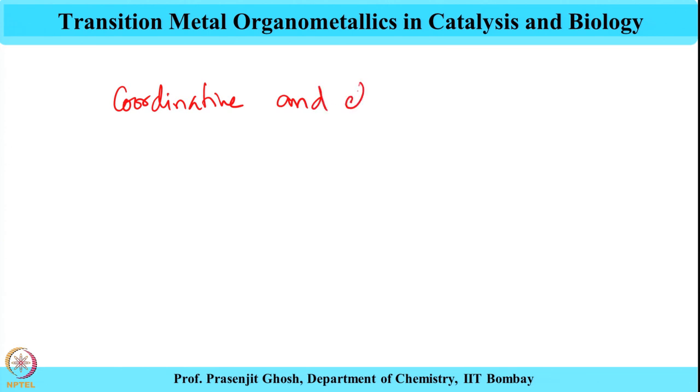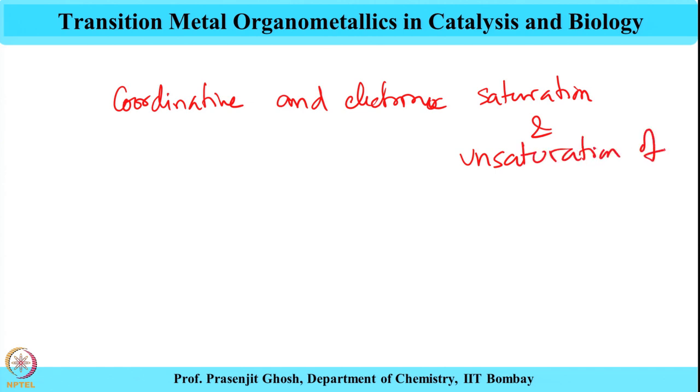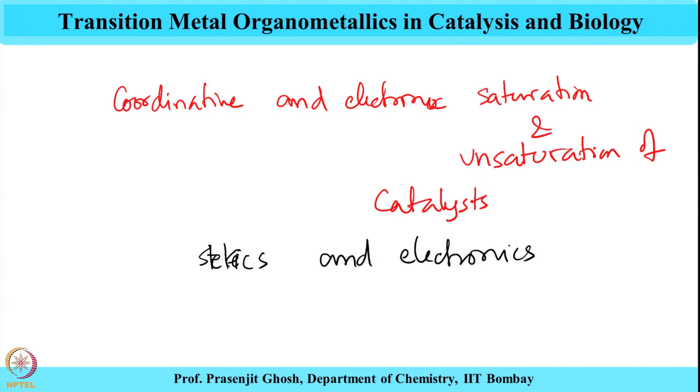Coordinative and electronic saturation and unsaturation of catalyst. Now, by these one refers to the sterics as well as electronics. So, one plays with the sterics and electronics of the catalyst complex by changing the coordination and making the metal center more crowded when it is saturated, as well as when something is coordinatively unsaturated, that means that there are vacant sites accessible to the metal center.